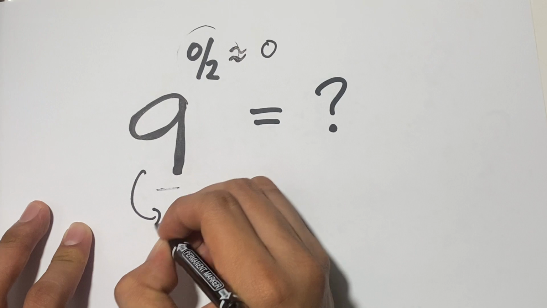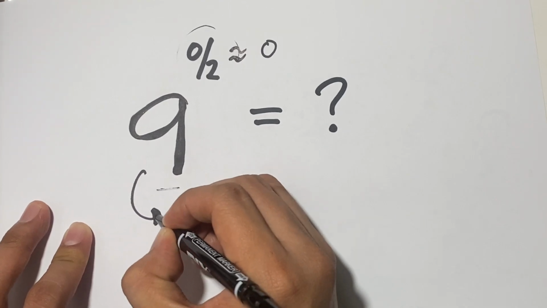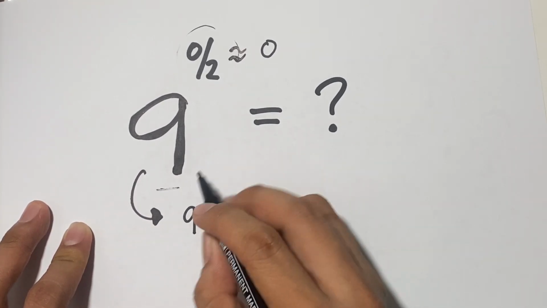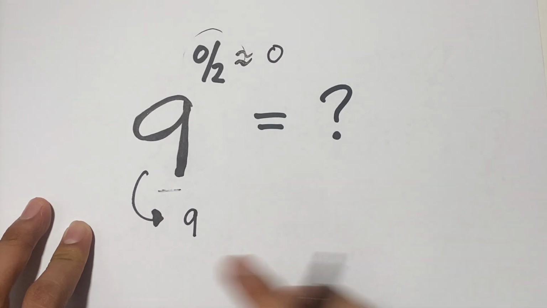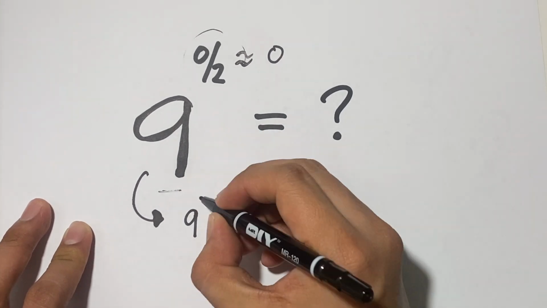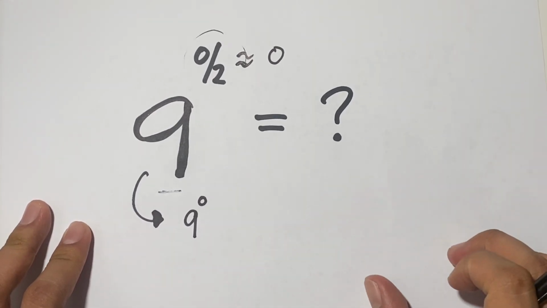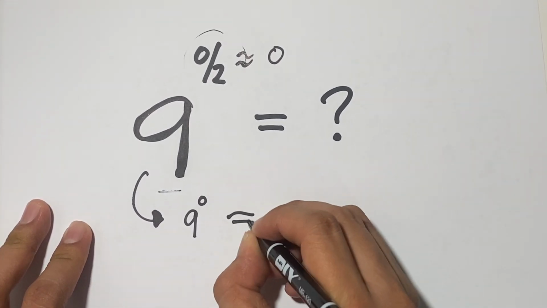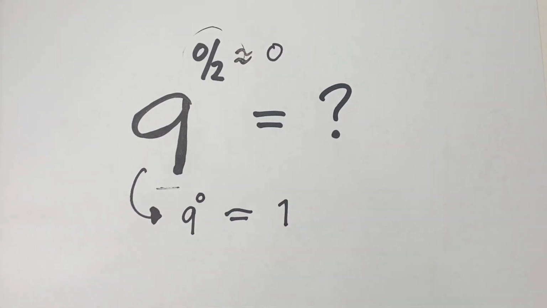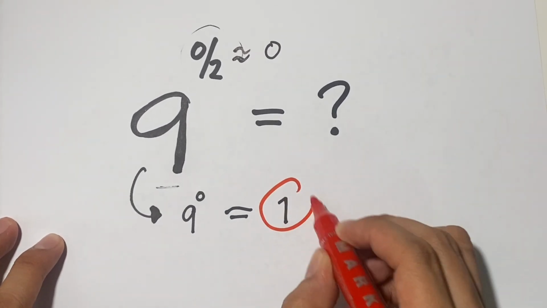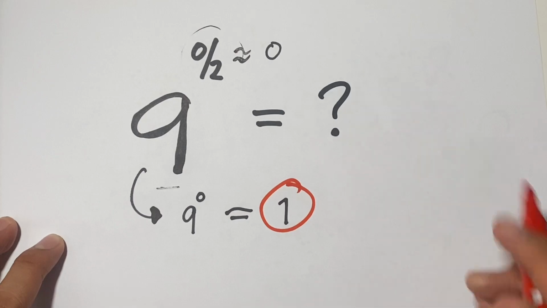So as we translate this one, we will now have a new form of our exponent, and our base of 9 would now be raised to the power of 0. Any number raised to the power of 0 would equal 1. So in here, our answer for this one is actually equal to 1.